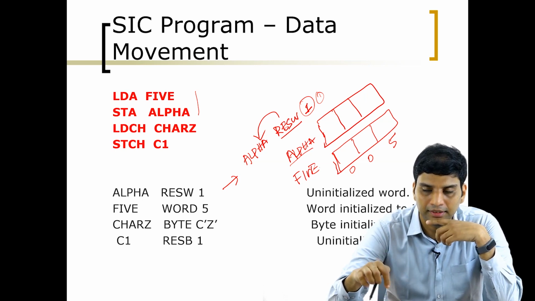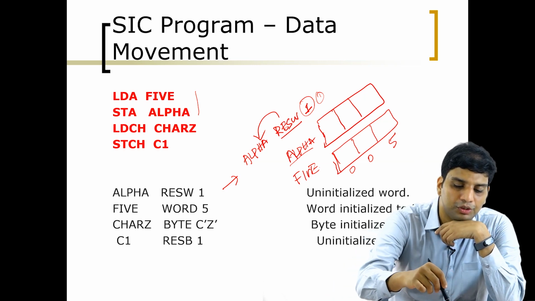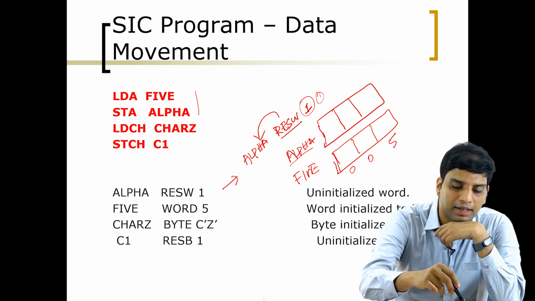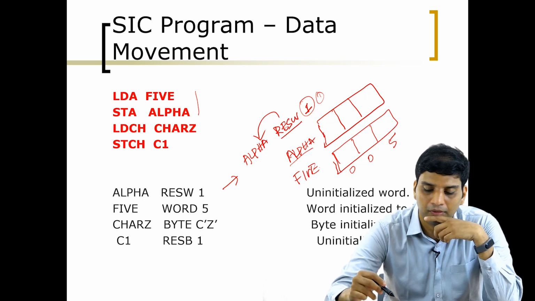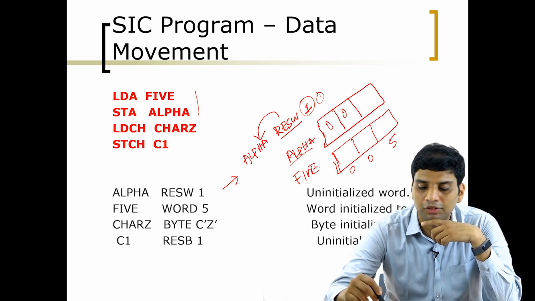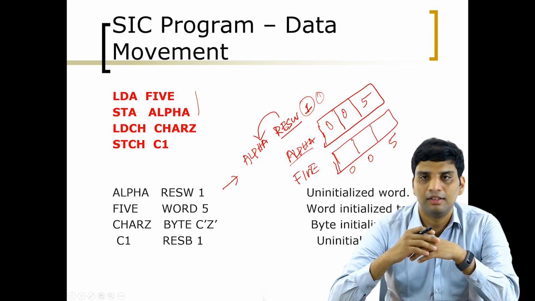Now accumulator contains the value 5. Now store into alpha. That means the content from accumulator is stored into alpha. Now what does alpha contain? 0, 0, 5. Clear? The first 2 lines.